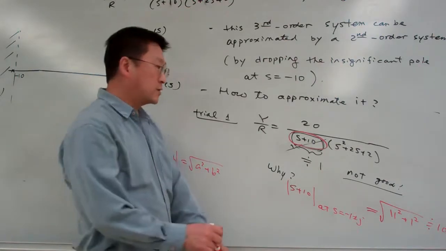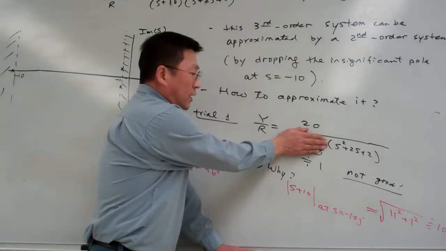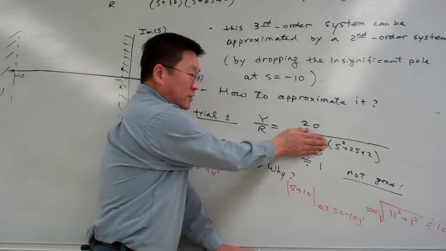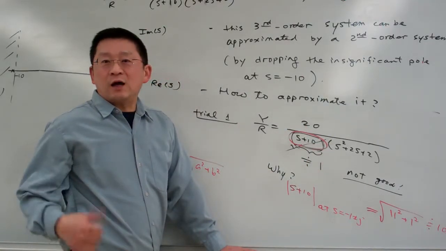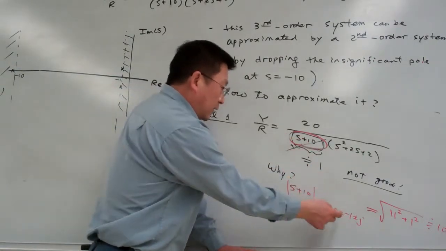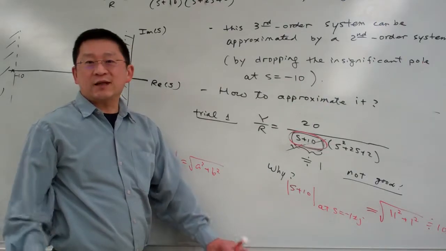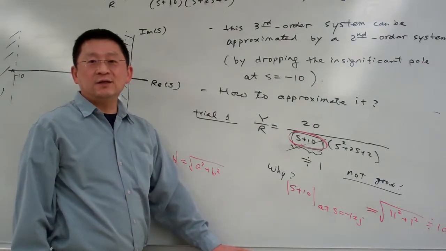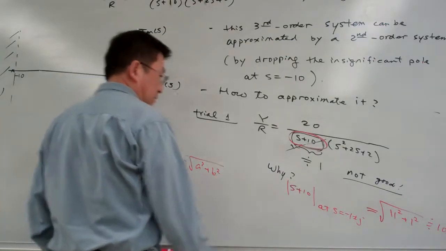right? Because if we try our intuition, if we try to drop this term, basically you implicitly assume this term is approximately equal to 1. However, the value of this one at the dominant pole is basically equal to 10. You cannot do it because that basically conflicts with its nature.